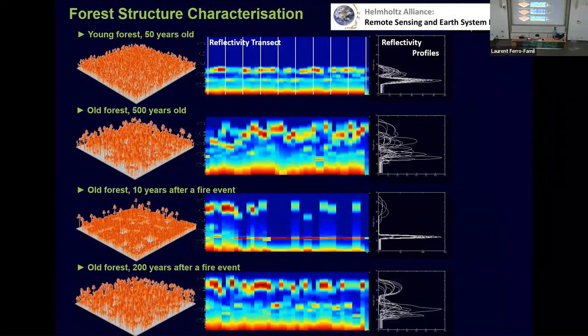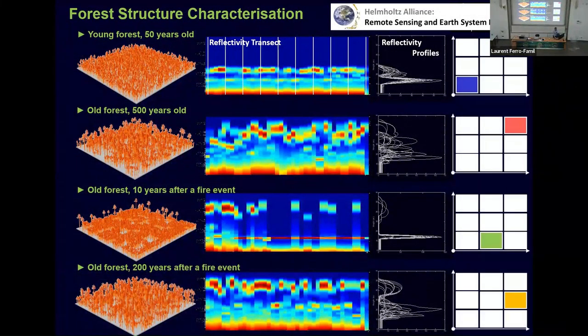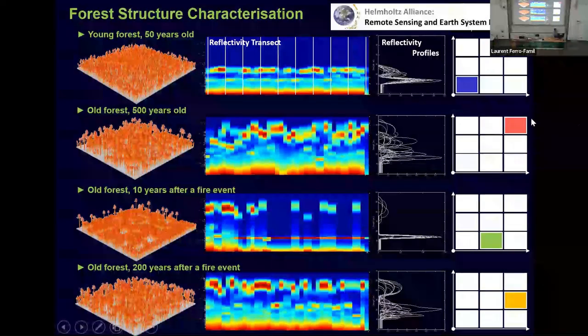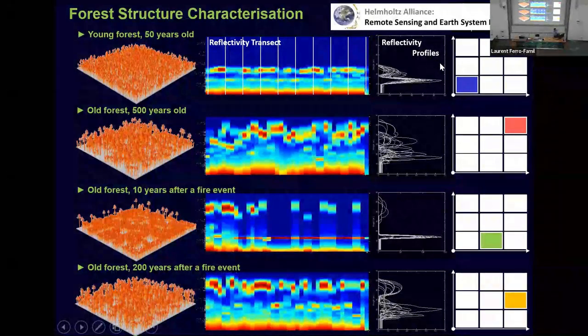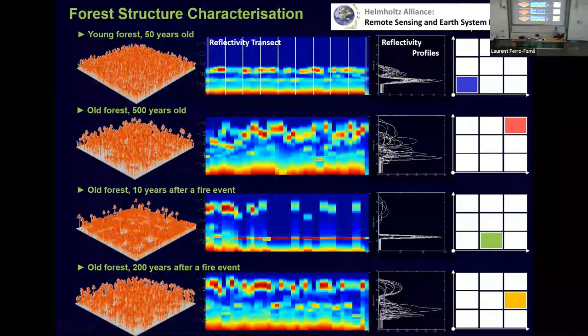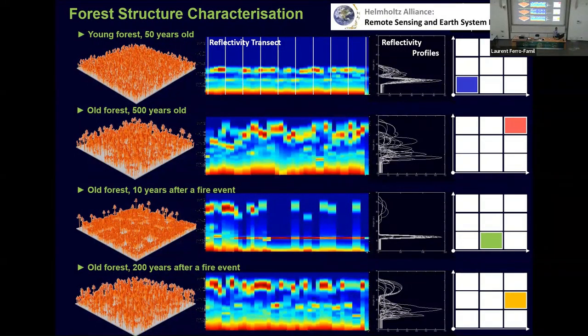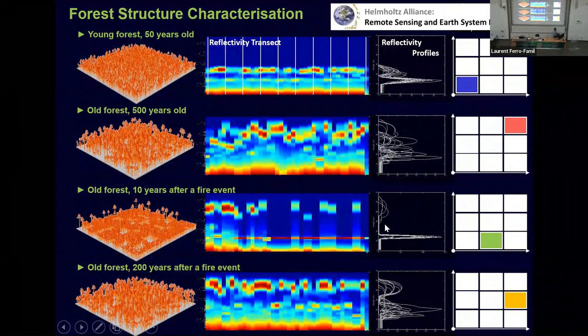So this means that having this reflectivity profile, you can start to access this horizontal and vertical structure. And if you like, you can also try to map this on a matrix, where here you increase the horizontal structure, so the horizontal heterogeneity or complexity, and here the vertical heterogeneity or complexity. Then you see that these different forest types occupy a different place in this matrix. Having this reflectivity profile, which you can get with tomography or with Pol-InSAR, is still challenging, but you can still get it in one way or another.